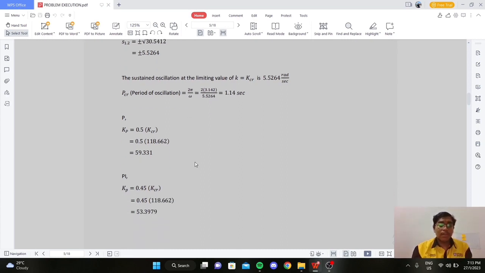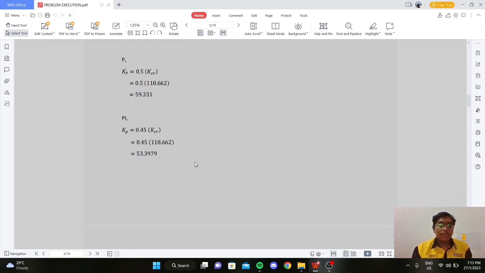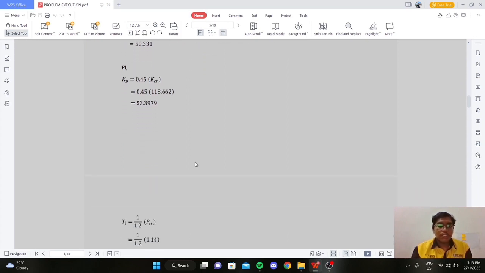Okay, for P, first we have to find Kp, which the formula is 0.5 times KCR, where the KCR value is 118.662. So Kp for P, we will get 59.331. Next, for PI, first we have to find Kp, which the formula is 0.45 times KCR. As above, the value of KCR is 118.662. So we will get the Kp for PI is 53.3979.